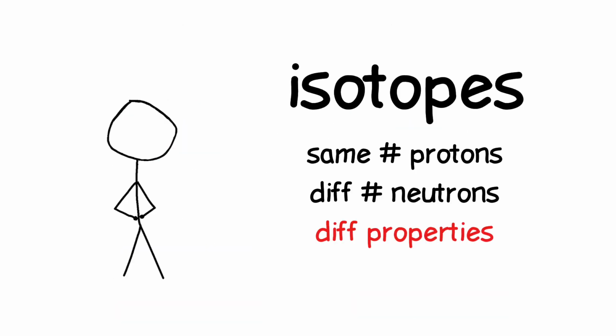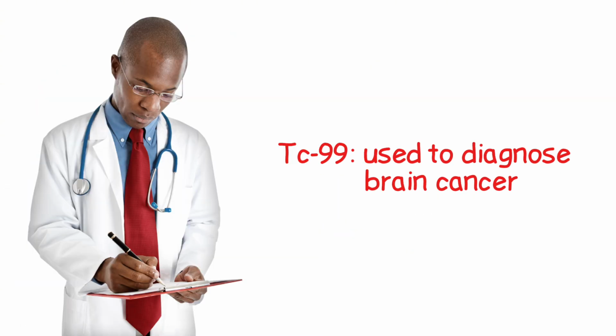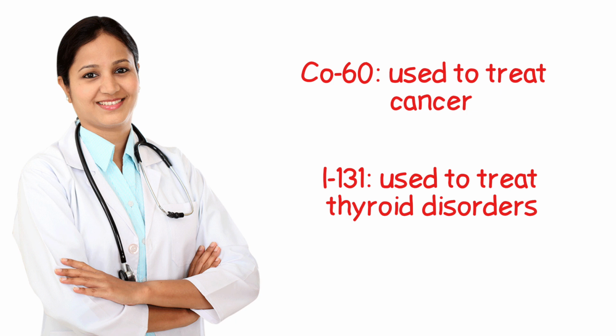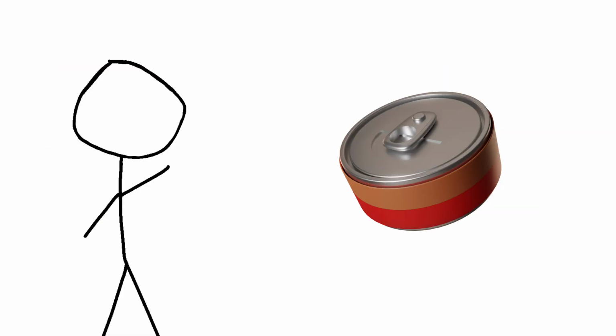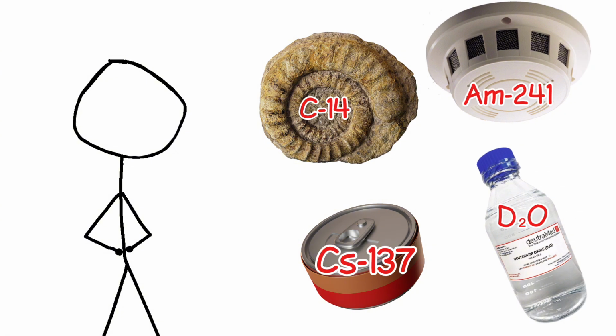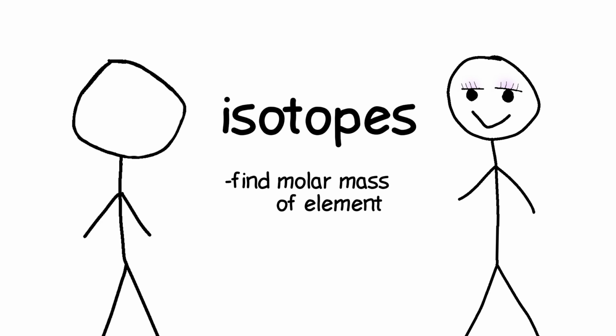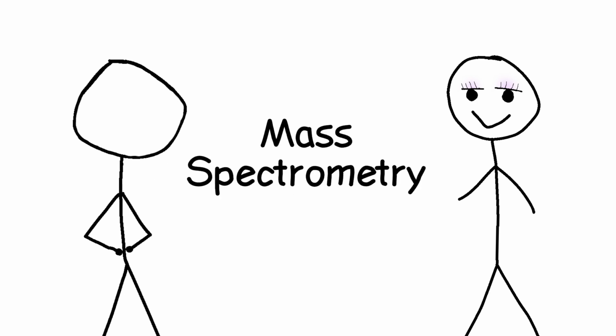Isotopes have different physical and chemical properties, so we use them for many different things. Some are used in medicine to diagnose and treat certain medical conditions. Others are used as culinary preservatives, or to date fossils, and so much more. Isotopes also have one more very important purpose. They help us to find the molar mass of an element. This is done through mass spectrometry.